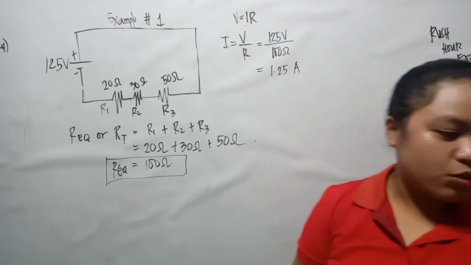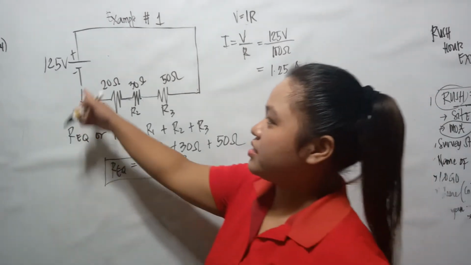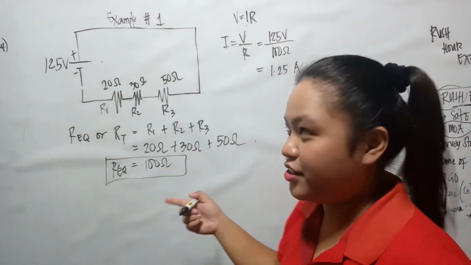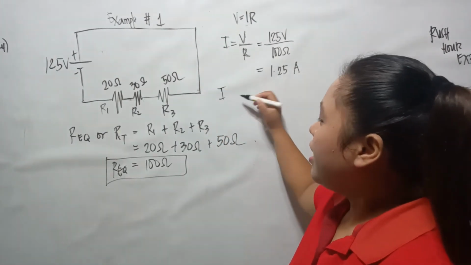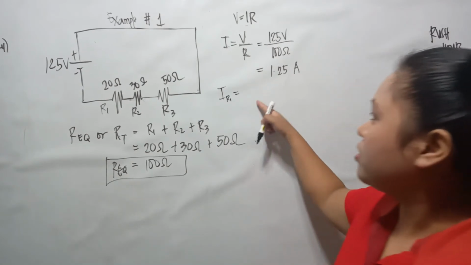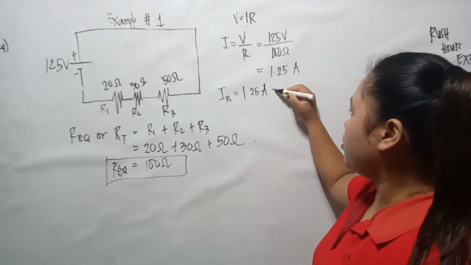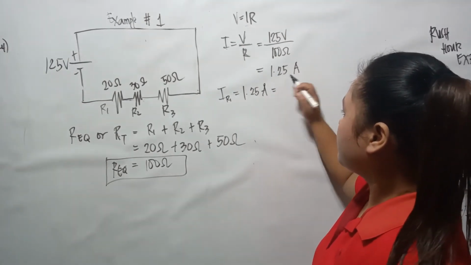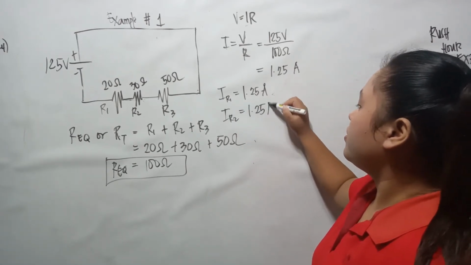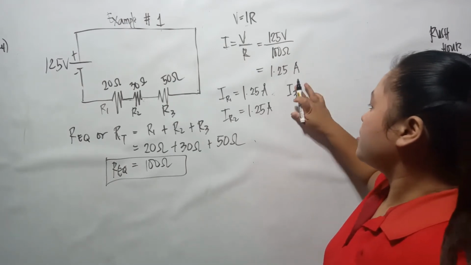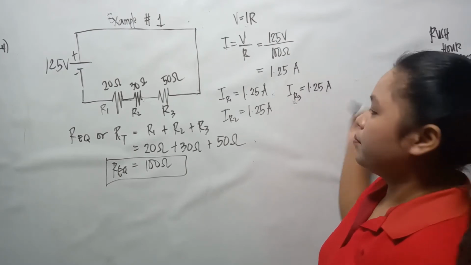So the next question is the current through each resistor. Again, in series, the current that passes from the source is just equal to the current that passes through all the resistors, or all the nodes. So the current in resistor 1, IR1, is equal to 1.25 amperes. IR2 is equal to 1.25 amperes. And the current at resistor 3 is also equal to 1.25 amperes.